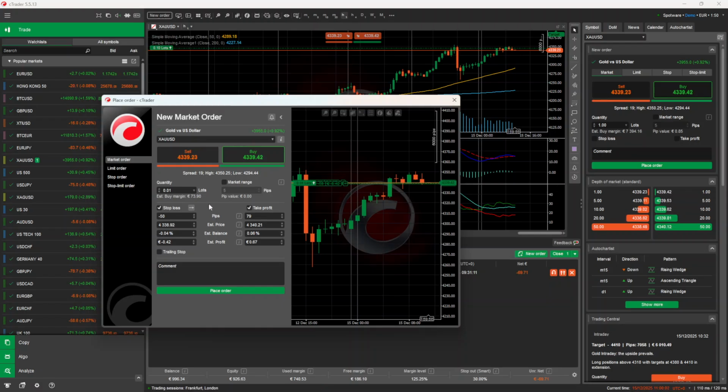When you're ready to place a trade, click New Order. Set your volume according to your risk plan, then define your stop loss and take profit directly in the order ticket or by dragging levels on the chart. Finally, click Buy or Sell to execute.